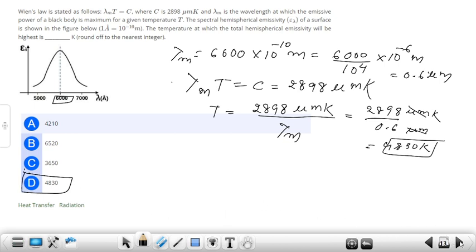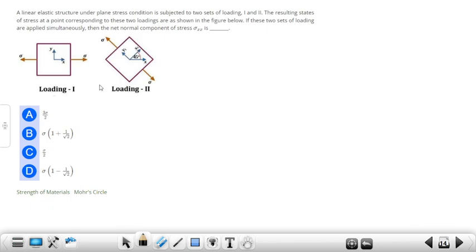Next question: a linear elastic structure under plane stress condition is subjected to two sets of loading, 1 and 2. The resulting states of stress at a point corresponding to these two loadings are shown in the figure below. If these two sets of loading are applied simultaneously, then the net normal stress component sigma xx is equal to what?